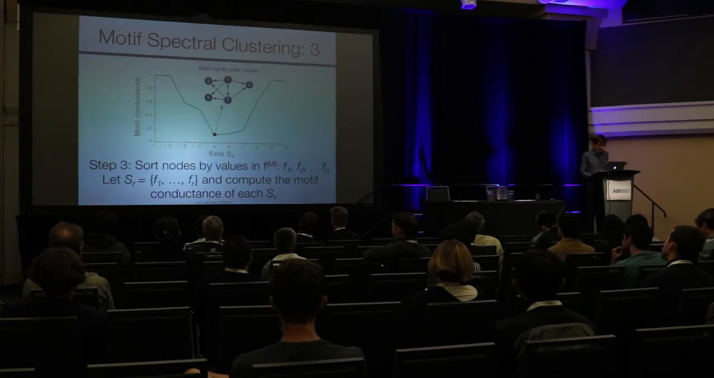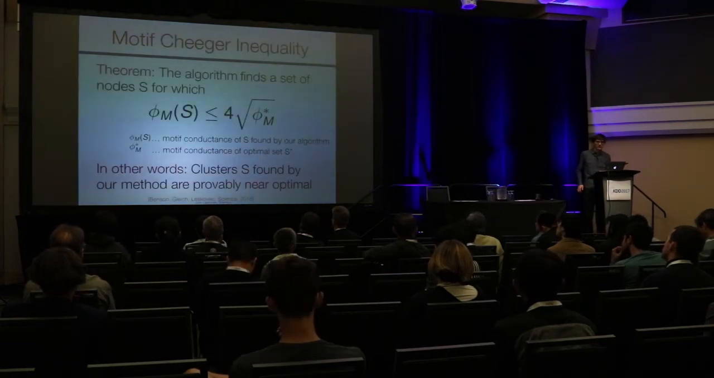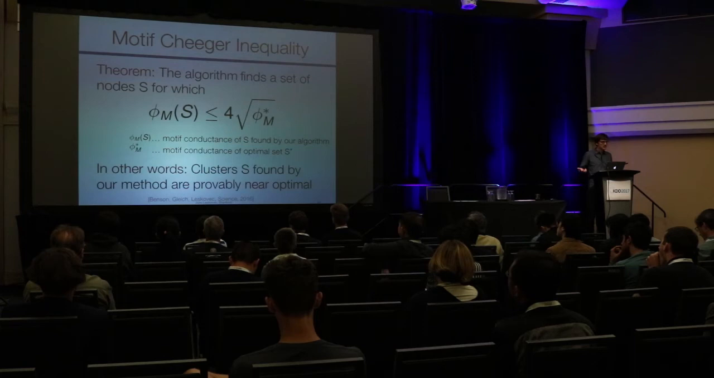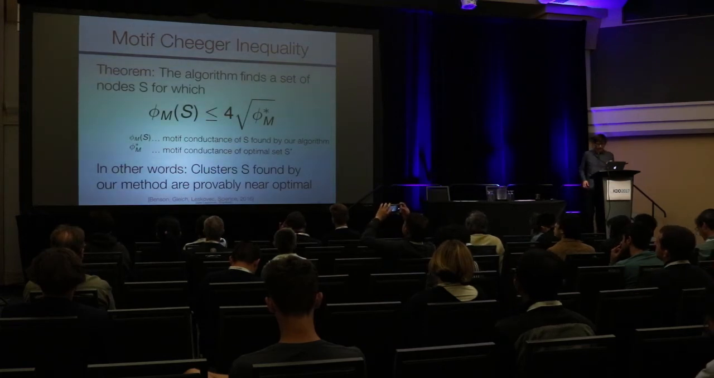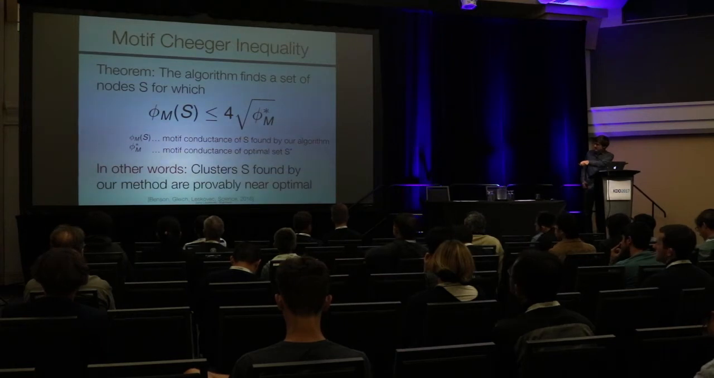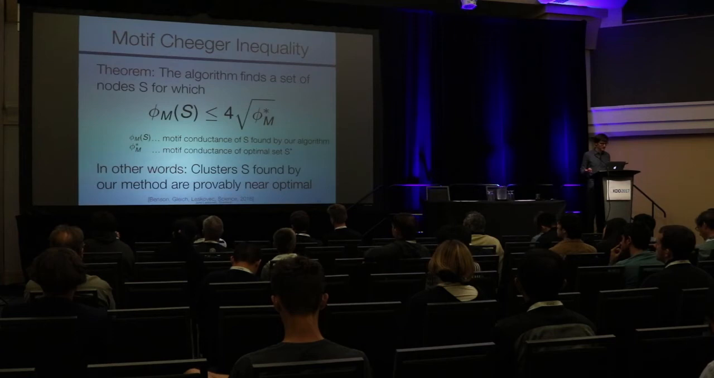Okay? And what do we have? We have a theorem that this particular algorithm finds a cluster of nodes S, which is near optimal. Basically, what this says is that if I know what is the best cluster I can find in my network, which is NP-hard to find in the first place, I have a guarantee that the cluster the method I just showed you will find is near optimal. So it's a quadratic factor away from the optimal one that's NP-hard to find. Right?